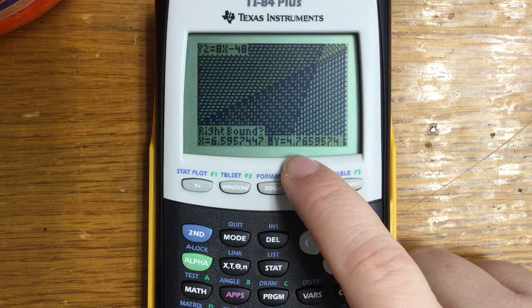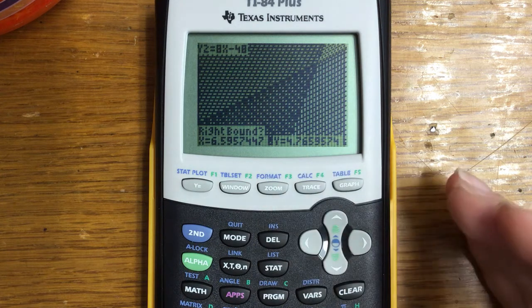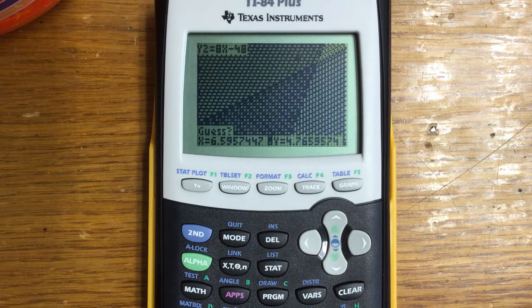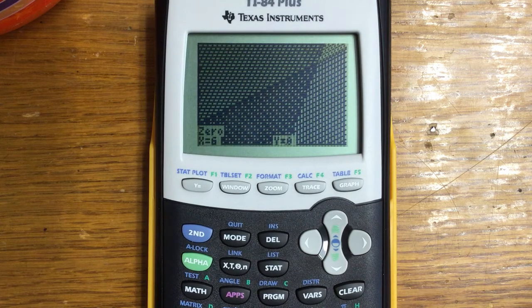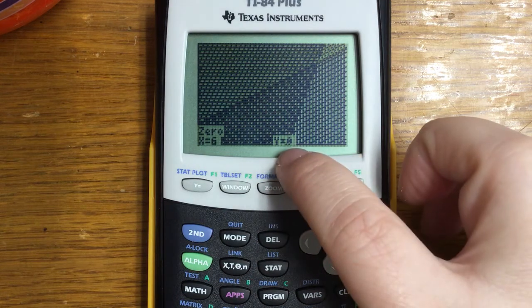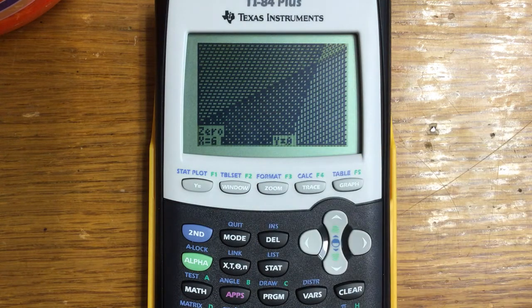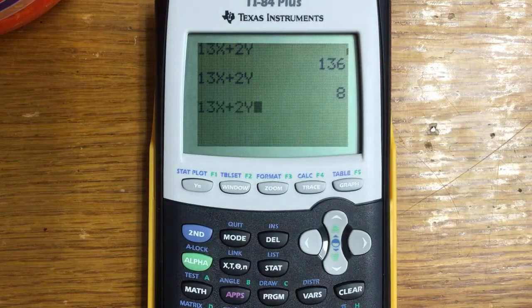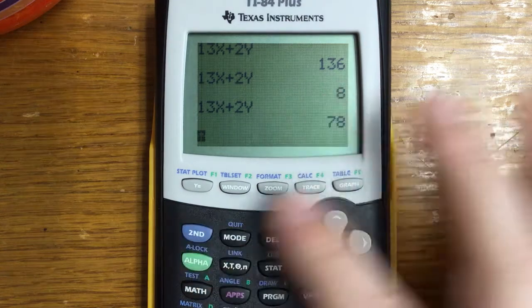Oh, now my y is positive. I needed a sign change there. Since y started off negative and now it's positive, I can go ahead and hit enter for my right bound. And I don't care about guessing. At 6, 0 is that zero, right here where those cross. So I'm going to quit out of this. Second, enter, 78. And I'm trying to maximize. So far, nothing beats my 136 that was at the first point.